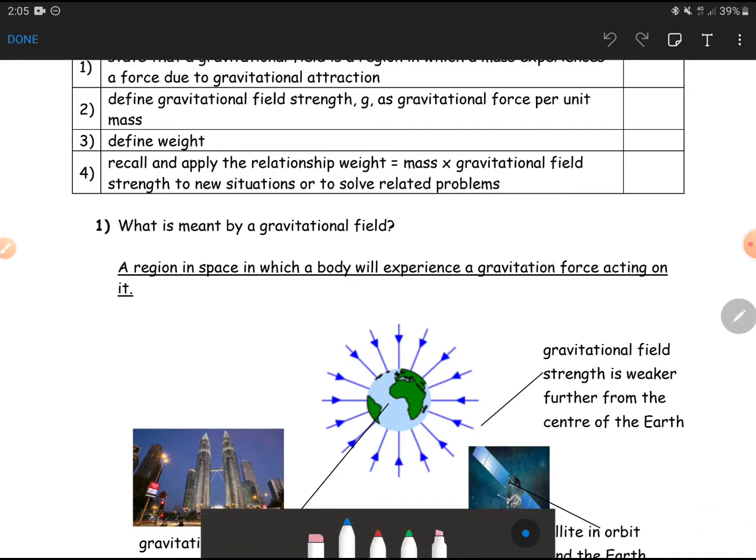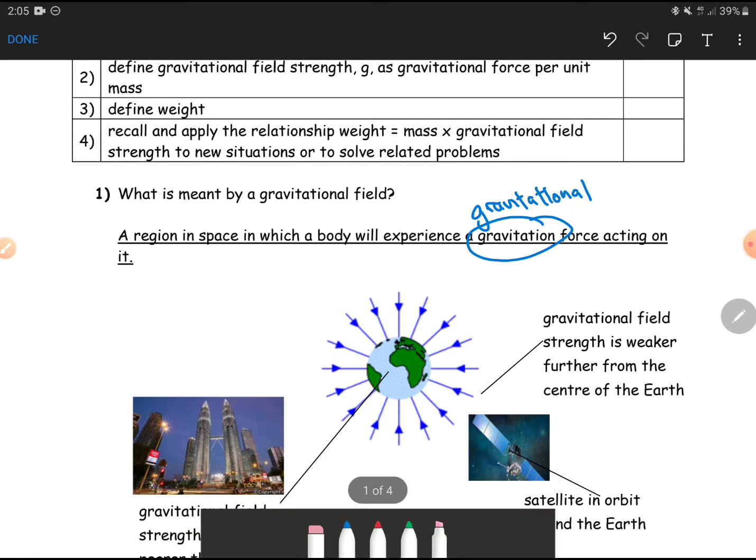Pardon me, but there's a typo error over here, so it should be gravitational force. Anyway, moving on.